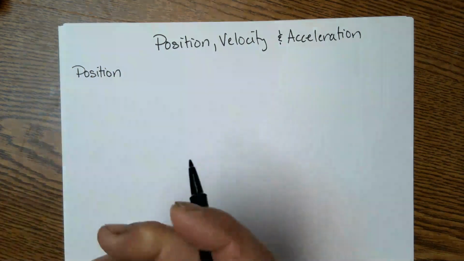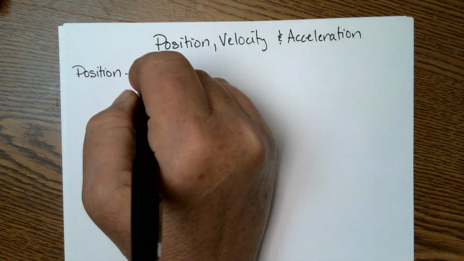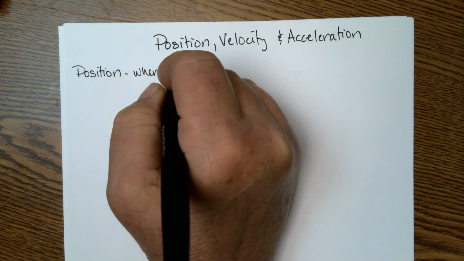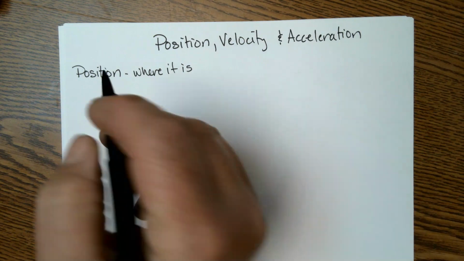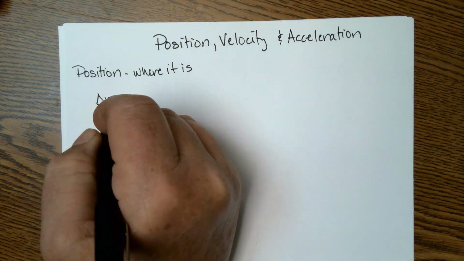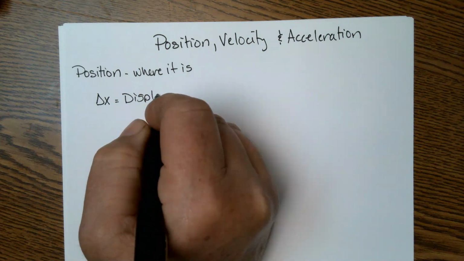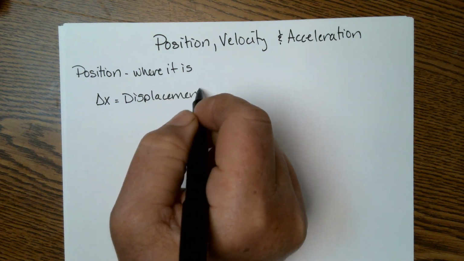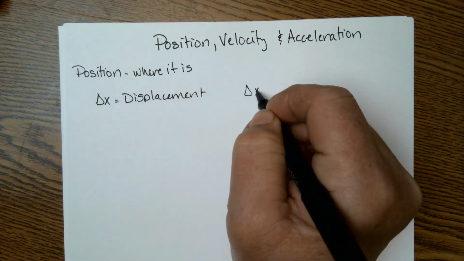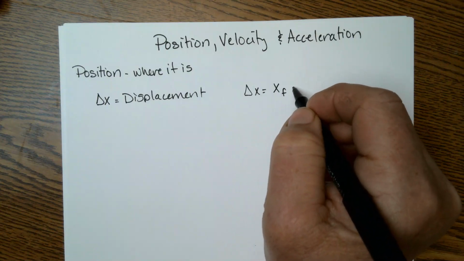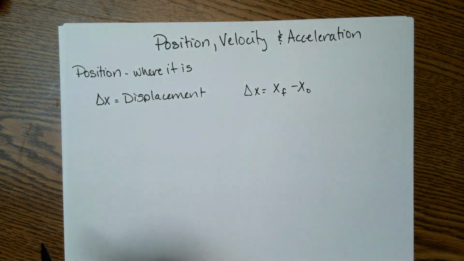Now position is where something is. Okay, it's where it is located. But we usually deal with things that are like delta x, which is our displacement. And delta x is where we are at the end minus where we are at the beginning.